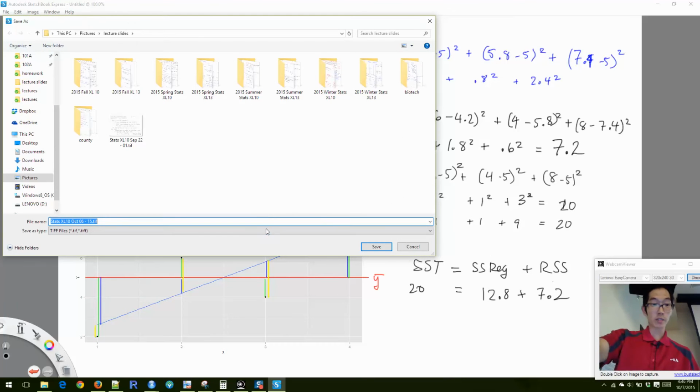And I'll save this and post this online as well in case you want. What are we? 101A, and it's October 7th. Oh, and then we're going to run out of time.